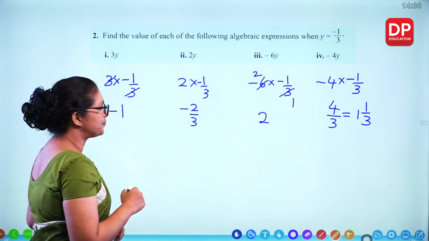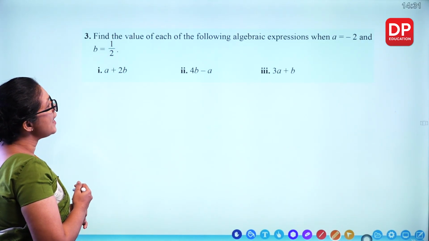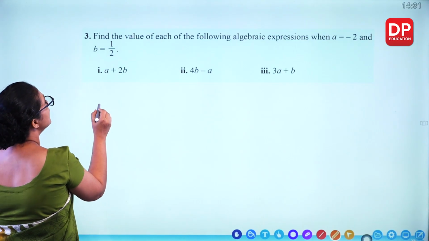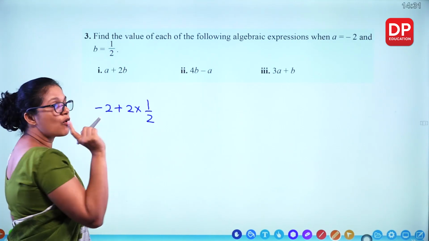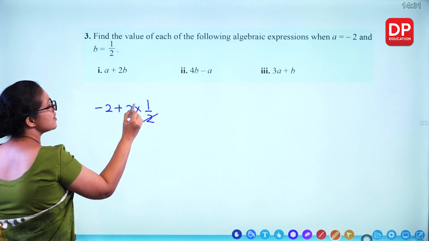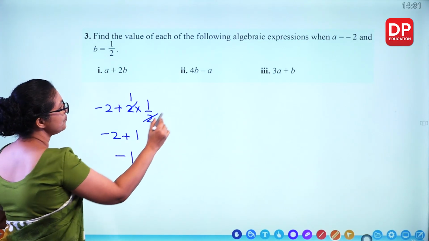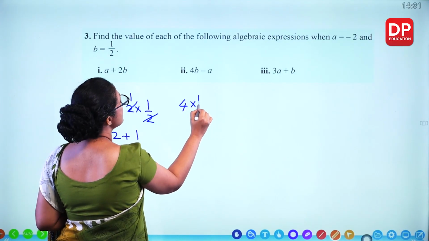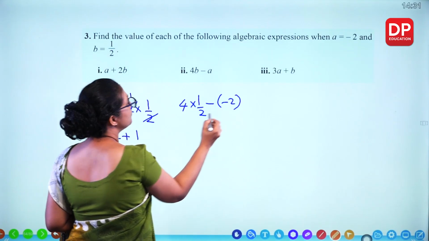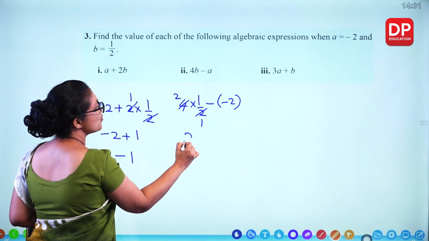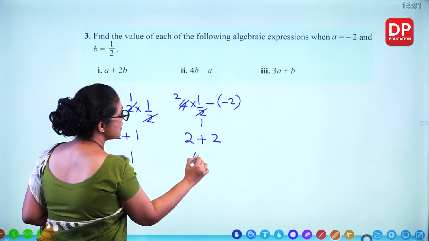4 divided by 3. Question number 3. Find the value of each of the following algebraic expressions when a equals minus 2 and b equals half. Substitute here. Minus 2 plus 2 times half. According to BODMAS, multiplication first, you get 1. So minus 2 plus 1 is minus 1. 4 times b, that's half, minus a. A is minus 2. 2 times 1, 2 times 2. So you get 2 minus minus plus. 2 plus 2, you get 4.